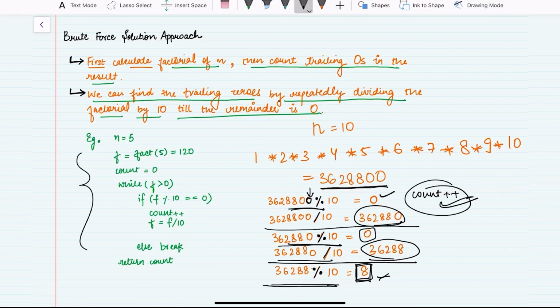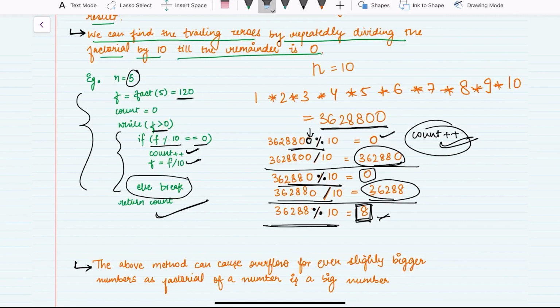And this is what is written in this snippet, that we have got the factorial as 120 of 5 when n is 5. So we will run our loop till this factorial is greater than 0. So if f mod 10 is equal to 0, we will simply count it up and we will divide f by 10. And else if it's not 0, then we will simply break because we do not care what is there on the left, and we will simply return the count.